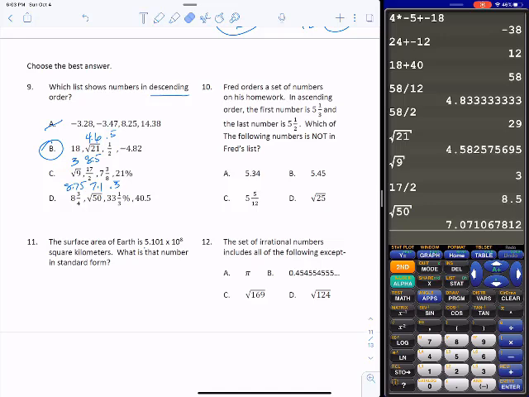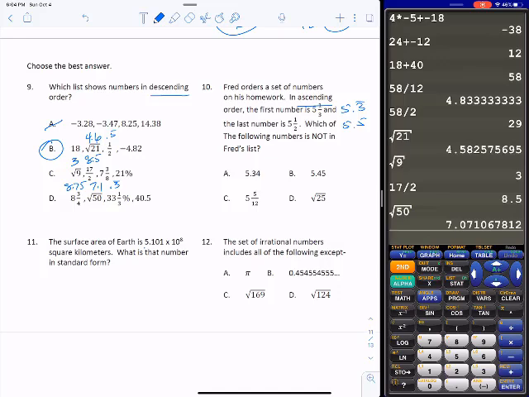Okay, number 10. Fred orders a set of numbers on his homework in ascending order. The first number is 5 1/3, and the last number is 5 1/2. Which of the following numbers is not on Fred's list? Well, I know 5 1/3 is 5.3 with a bar, and I know 5 1/2 is 5.5. So I'm looking for numbers that are between 0.3 and 0.5. In order for it to fit, that's what it's got to be.